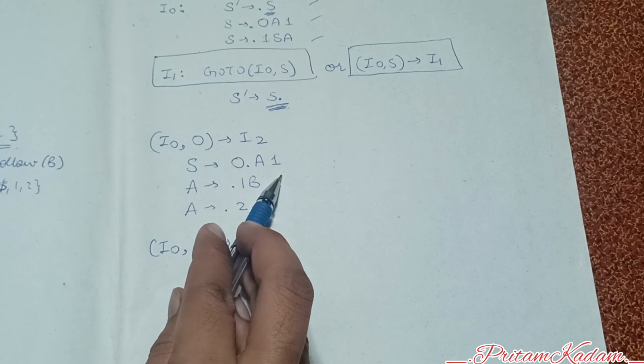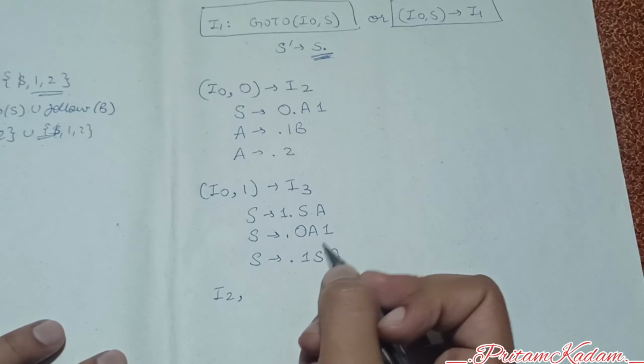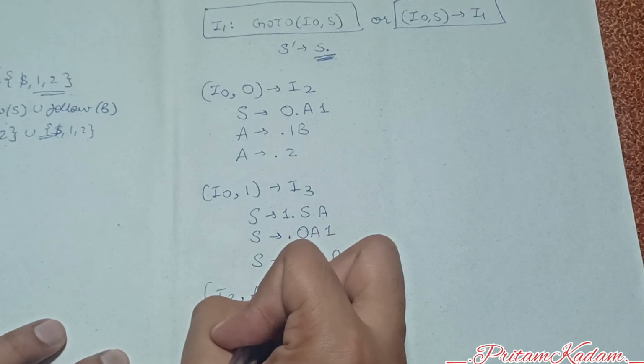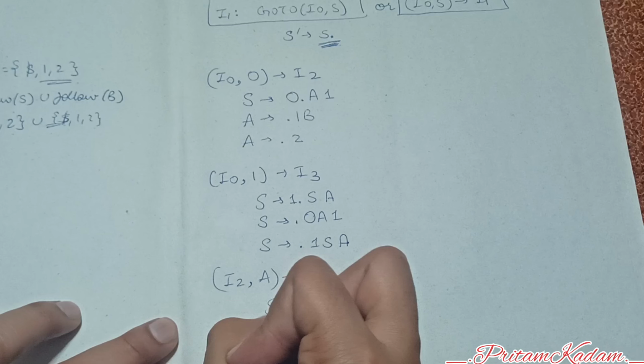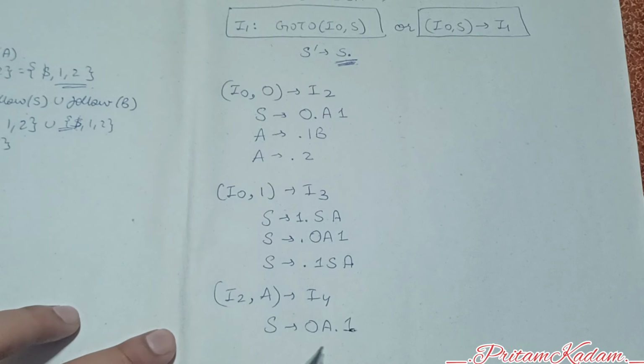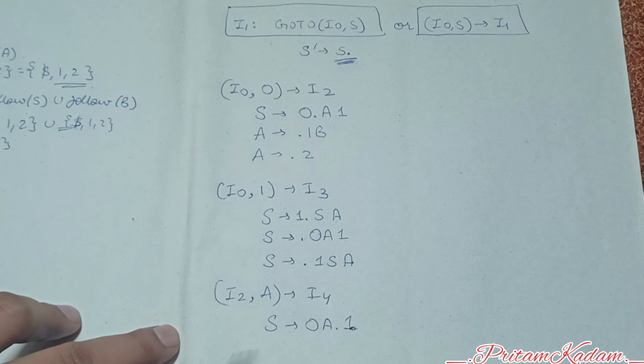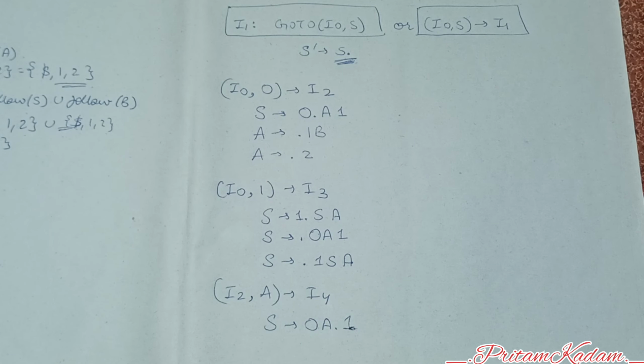Now we will proceed to the I2 state. On passing A in I2, we will have the production S gives 0A dot 1. So I2 on A goes to the I4 state, that is S gives 0A dot 1. And as 1 is a terminal, we don't have to write any productions again. Now we will proceed to the next part: on passing 1 in the I2 state, we will get the production A gives 1 dot B.